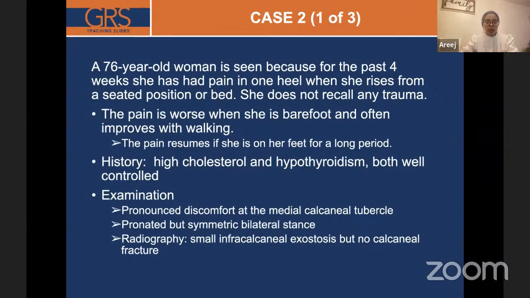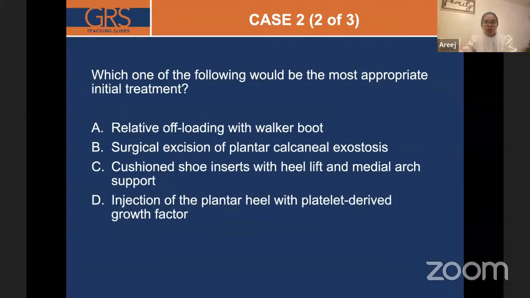History: high cholesterol and hypothyroidism, both well controlled. Examination: pronounced discomfort at the medial calcaneal tubercle and a pronated but symmetric bilateral stance. Radiography shows small infracalcaneal exostosis, but no clinical fracture. Which of the following would be the most appropriate initial treatment?